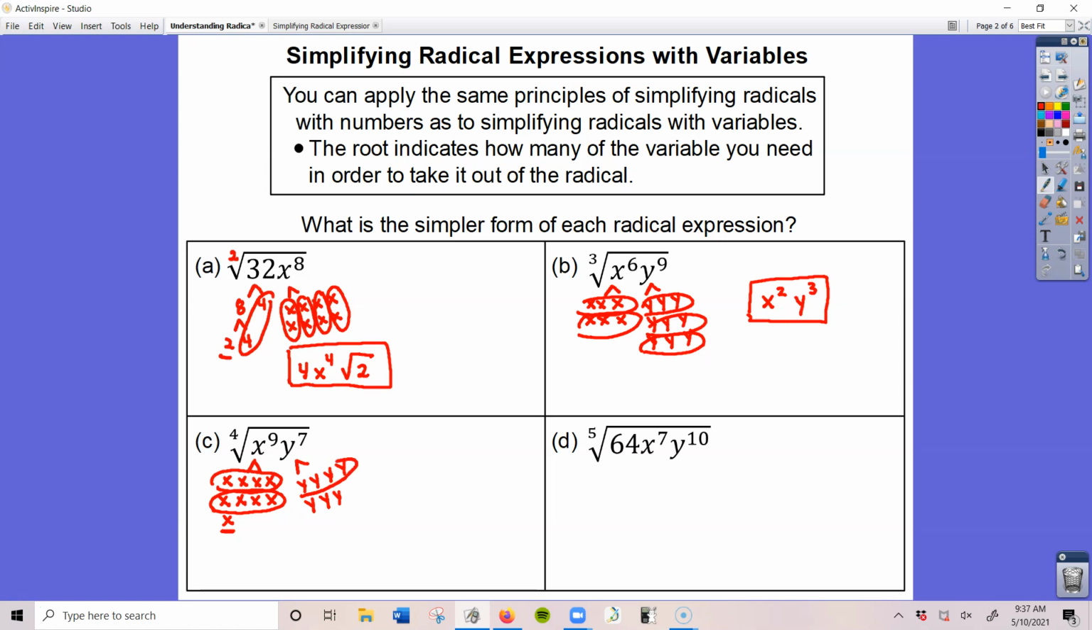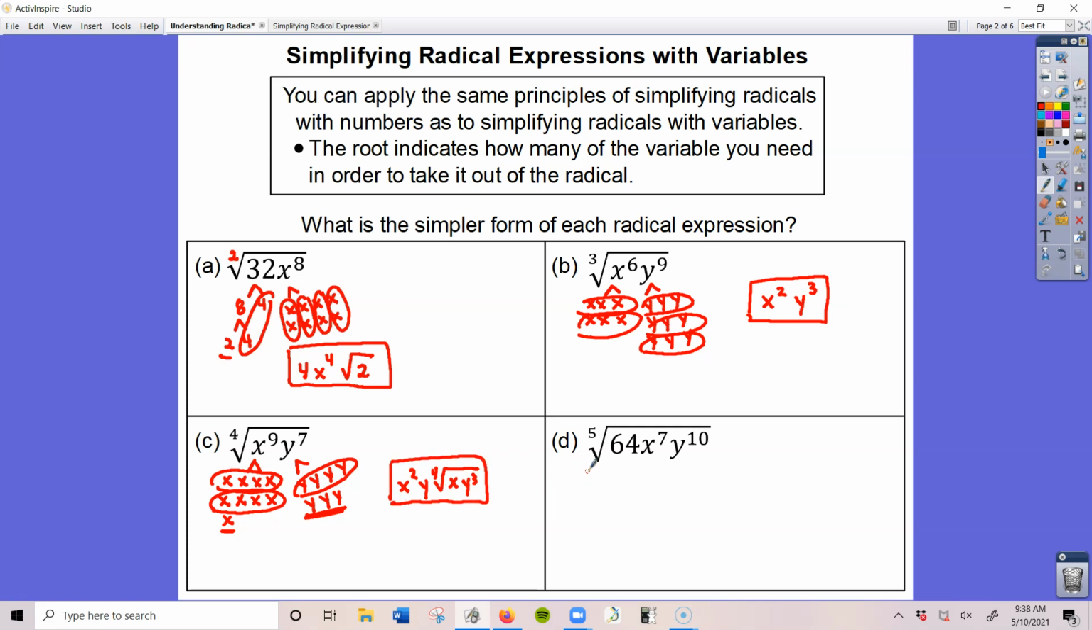Here we have a group of 4 y's, but then these 3 don't have a 4th, so all of these 3 will have to stay inside. So when we write our answer, we have 2 groups of x's, so that's x to the 2nd. We have 1 group of y's, so y, and then we have these here that will need to stay inside the radical. So then this would be times the 4th root of x, and then there's 3 y's, so y to the 3rd. And this would be our answer.